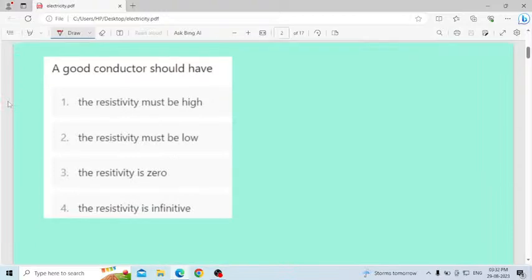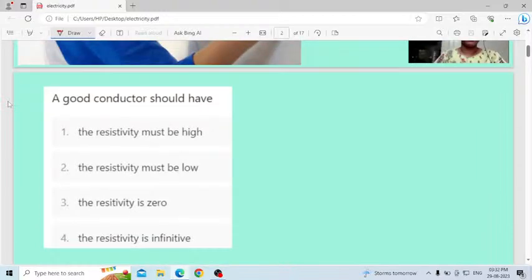Okay, first question. A good conductor should have... What is the property of a very good conductor? Already you know what is meant by a conductor. Conductor means that material can allow heat and electricity to pass through it. That is the basic definition of a conductor.